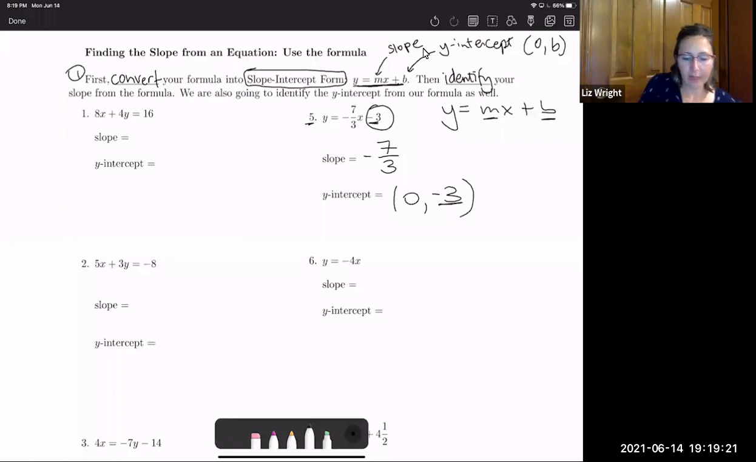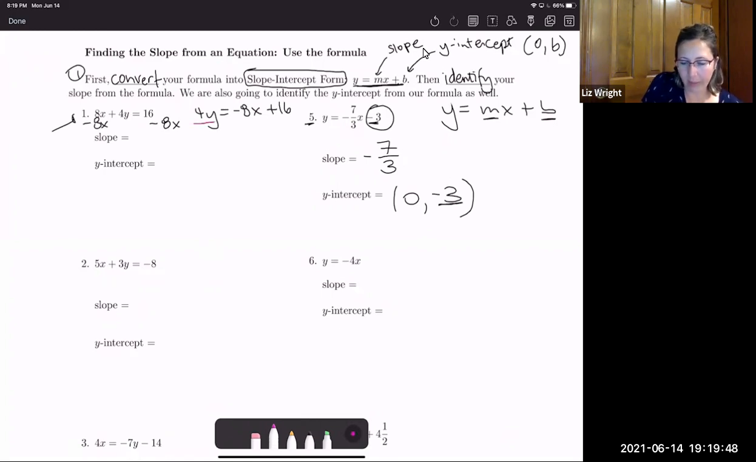So now let's try number 1 over here. This time we've got to solve our equation for y. So first, let's take our 8x from both sides. Can we combine that with a positive 16? No, 16 is not a like term with 8x. So what we're going to get next is 4y equals negative 8x plus 16.